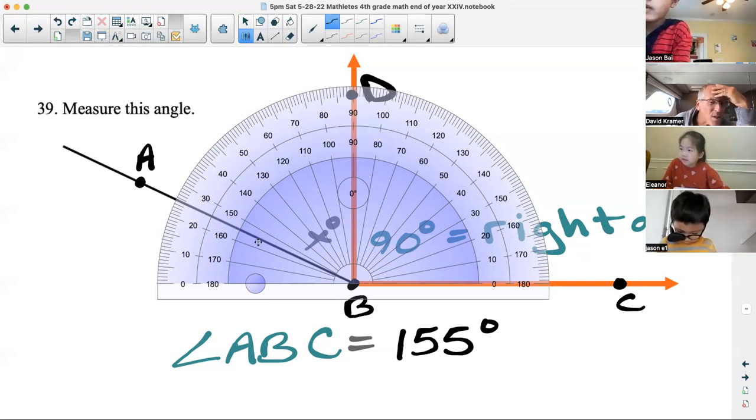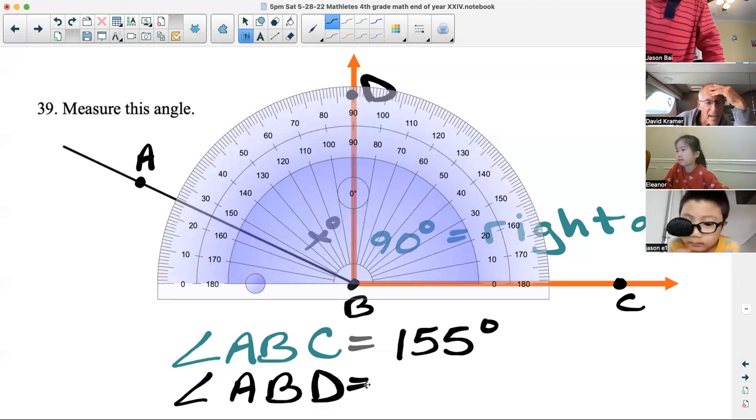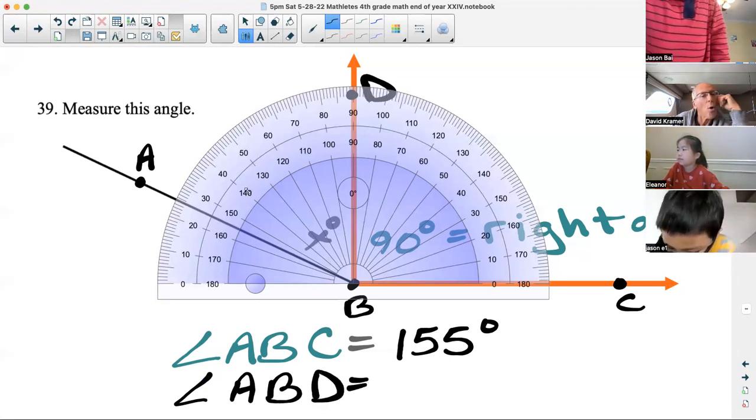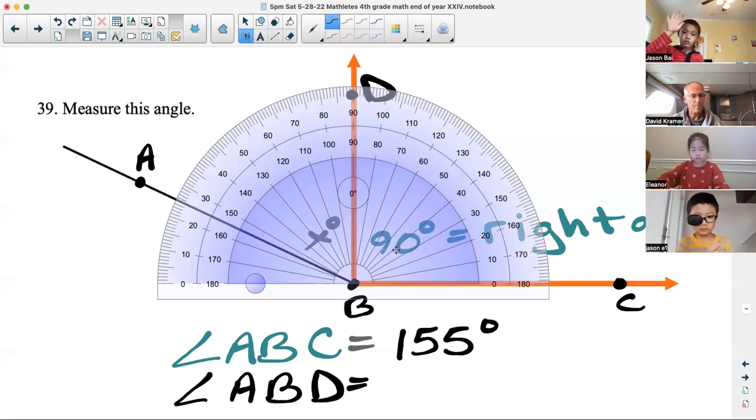Now, here's the bonus question. What is the measurement of angle ABD? Now, you know that the whole angle ABC is 155 degrees. You know that angle DBC is 90 degrees, a right angle. So you're going to have to do some subtraction. Okay, get started right now. Go.